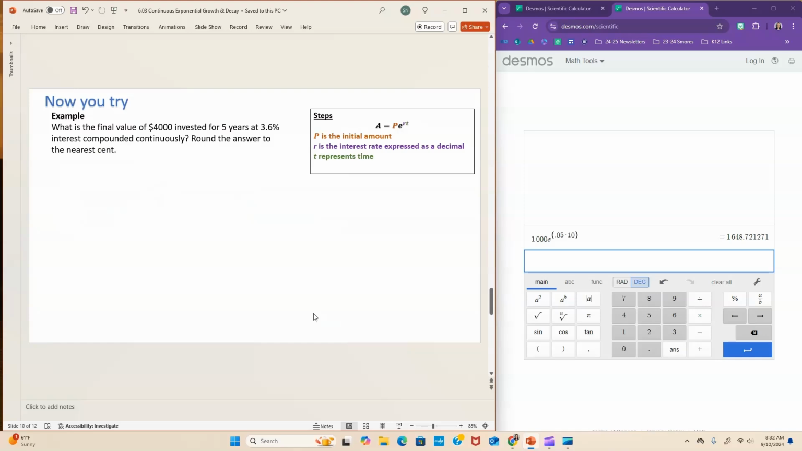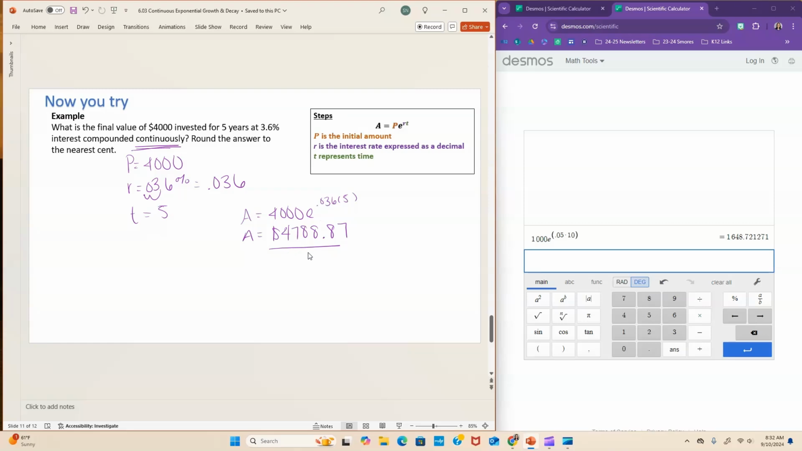Okay, so now you can go ahead and pause the video and try doing this example on your own. So it says, what's the final value of $4,000 invested for 5 years at 3.6% interest compounded continuously? So once again, that continuously tells us we need this version of the formula. So the starting value is $4,000. We take that rate, 3.6%, converted to a decimal, we get 0.036, and the time is 5 years. So we have A equals 4,000 e to the 0.036 times 5.